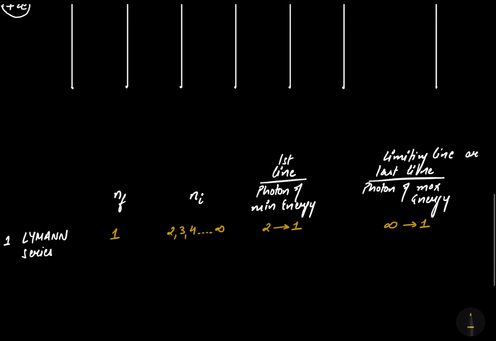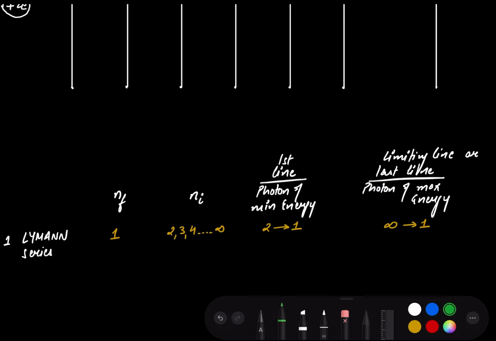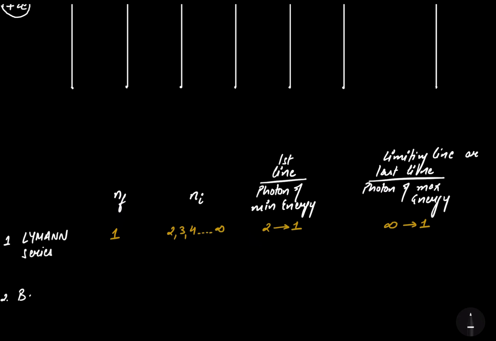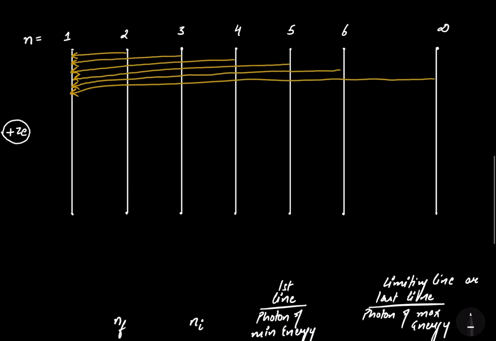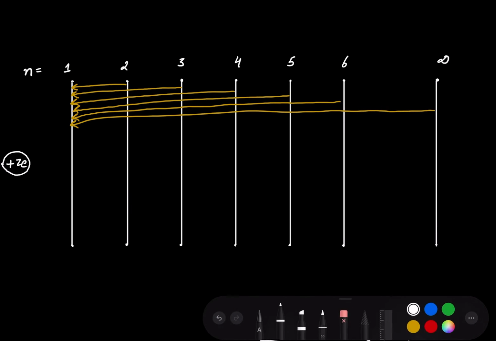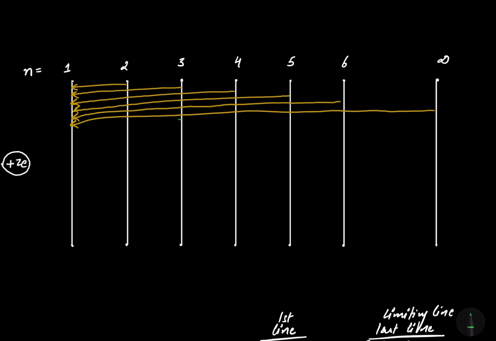So now let's talk about the second series. Now the second series is the Balmer series. Here I am writing Balmer series. Now, in case of Balmer series, the electron will transit from any higher stationary state to the second orbit or the second stationary state. So please do have a look at the diagram. Electron will transit from any higher stationary state to finally the second stationary state or the second orbit.